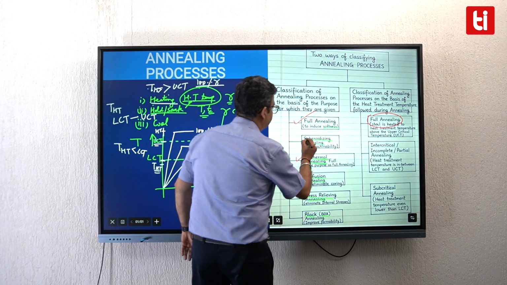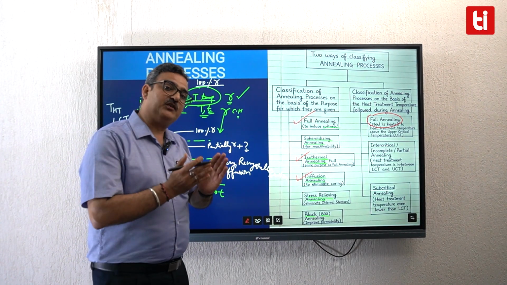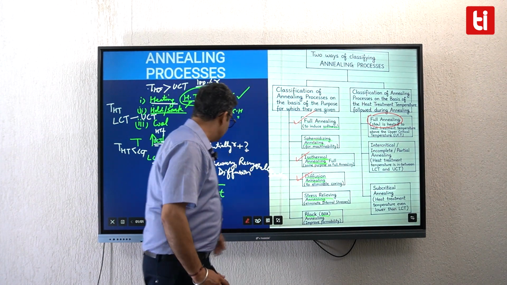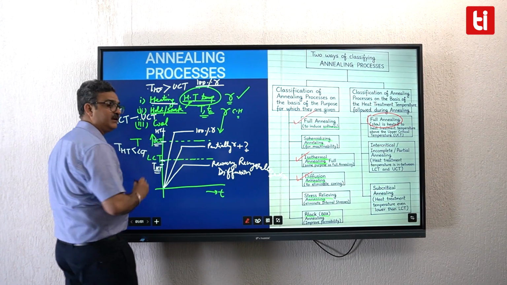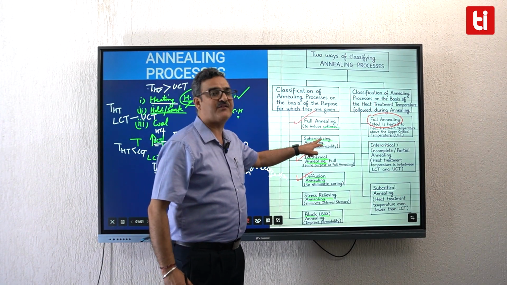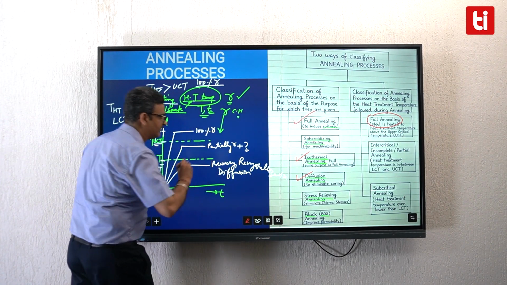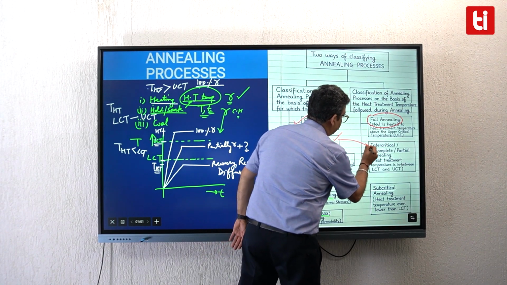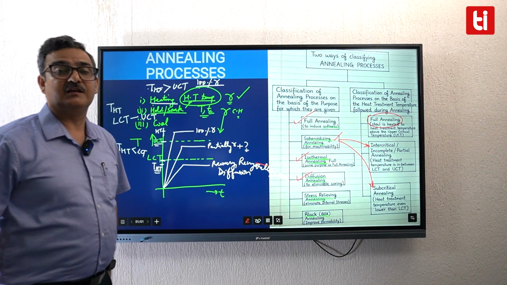But in spheroidization annealing, in one of the processing routes that we have, we will go to a temperature in between the lower critical temperature and the upper critical temperature. Whereas in another processing route for the same heat treatment, spheroidization, you will remain even below the lower critical temperature of the steel. So depending upon the processing route, this can be either incomplete annealing or at times also subcritical annealing.